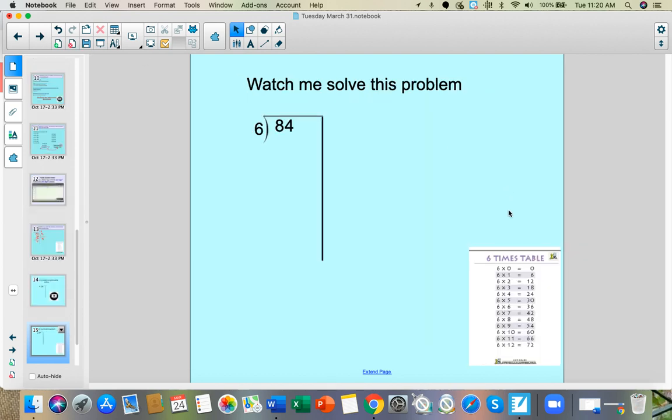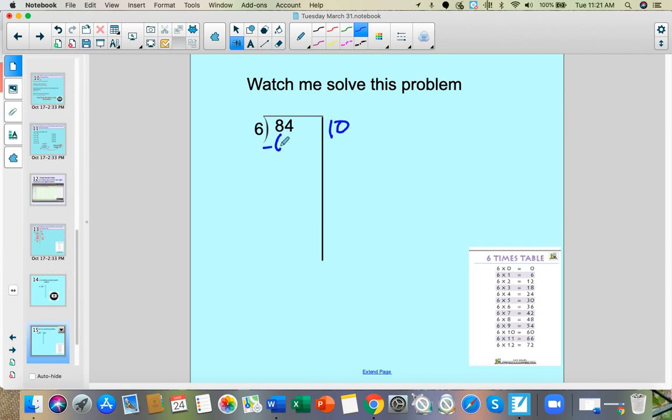Okay, thank you for doing that problem. Now let's see how to divide 84 by 6 using the partial quotient method. So I have the 6 table here. I'm going to use 6 times 10, 60. Okay, I'm going to do the easy method. I know I could do 6 times 12, but I want to do the easy multiples. So I'm going to do 6 times 10.